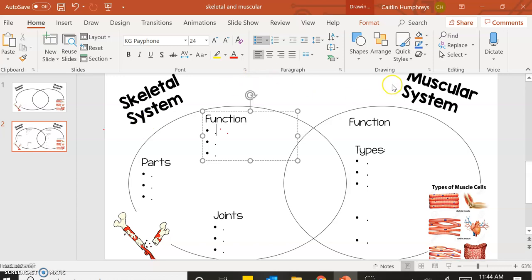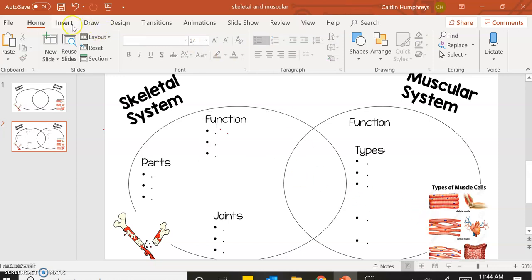Now, we're looking at skeletal and muscular because we are looking at systems that interact with one another. Well, we know all systems interact with each other because our body is not just an isolated, alone thing. They all work together. So the most important part that you can think about skeletal and muscular working together is movement. Its main function is movement.